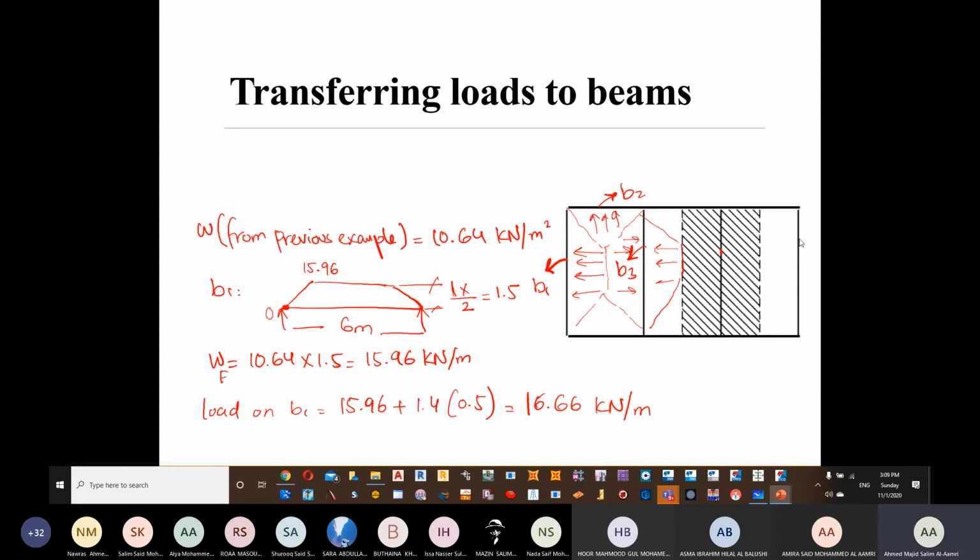Okay, remaining is beam number 3, and I don't think there is a huge issue on beam number 3. The only thing you need to do is multiply W, 15.96, by 2, and then add it with 1.4 and 2.5. You will get the final answer. Are we clear?